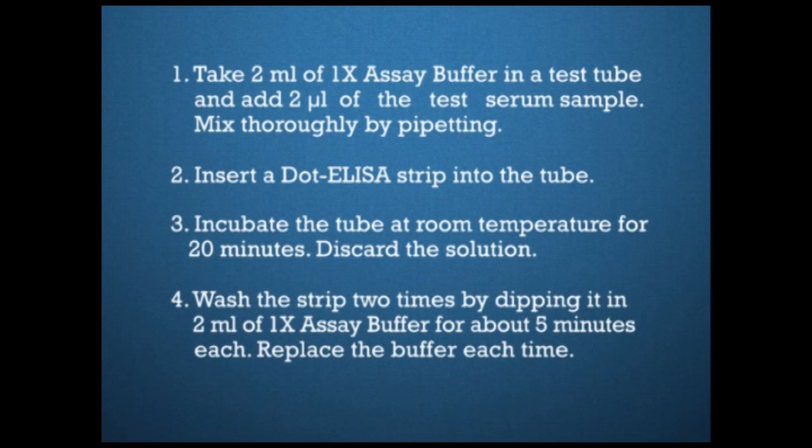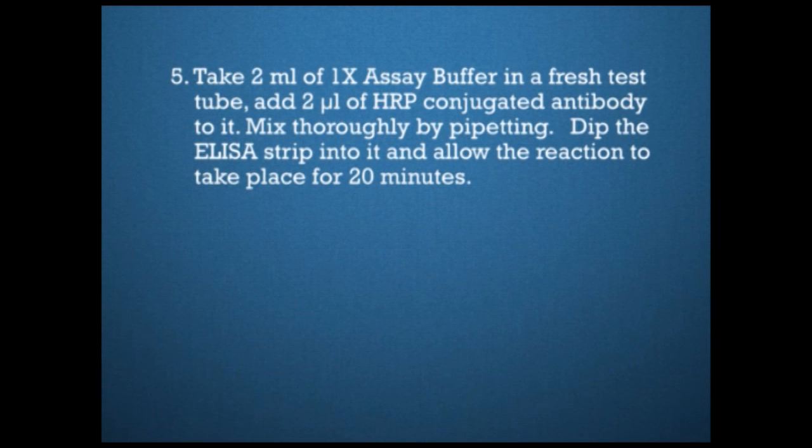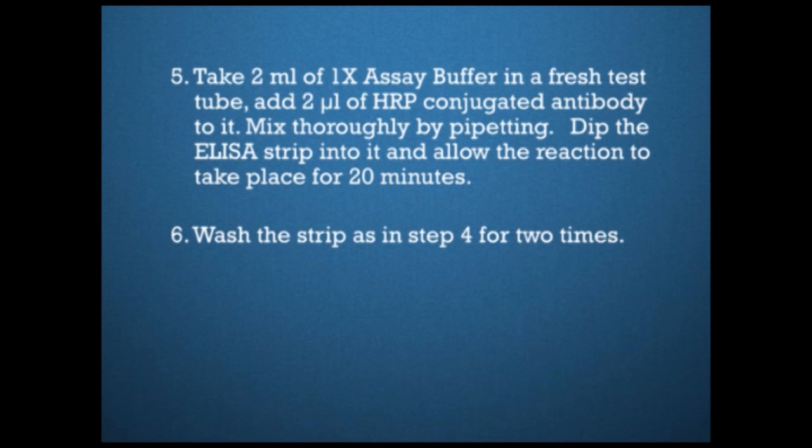In the next step, wash the strip 2 times by dipping it in 2 ml of 1x assay buffer for about 5 minutes each. Replace the buffer each time. In the next step, take 2 ml of 1x assay buffer in a fresh test tube, add 2 microliters of HRP conjugated antibody to it. Mix thoroughly by pipetting. Dip the ELISA strip into it and allow the reaction to take place for around 20 minutes. Next, wash the strip as in step 4 for 2 times.